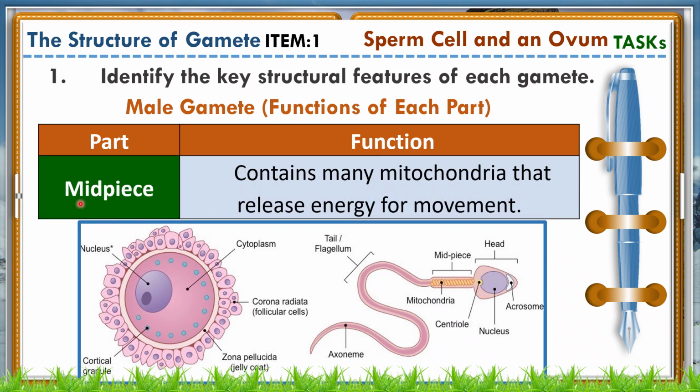Then we have another part which we call the middle piece. The middle piece is this part here of the sperm. That is what we call the middle piece. And this one contains mitochondria, and these ones release energy for movement. So inside the middle piece here, we are going to find mitochondria, and these ones release energy, which helps to propel the tail so that the sperm can easily move.